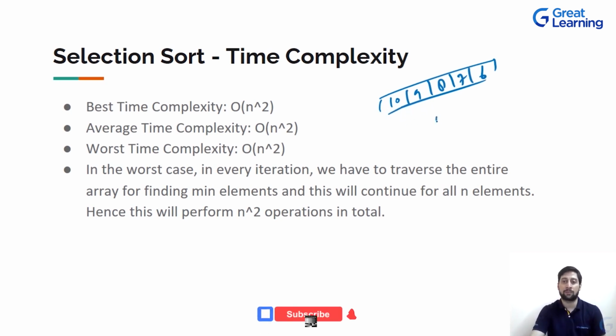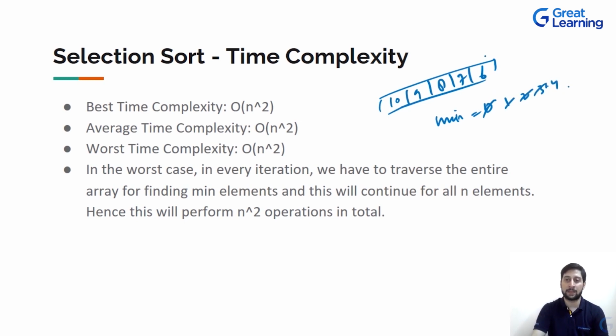Every index, the minimum index will be updated for every element. So 10 will be compared with the 9, so the minimum index will change from 0 to 1, then 2, 3 and so on, to find the minimum index, that is this element. So this is the worst case.